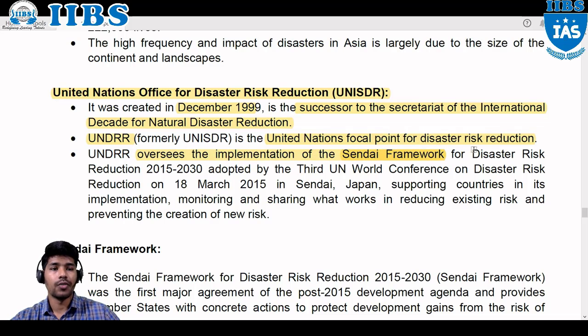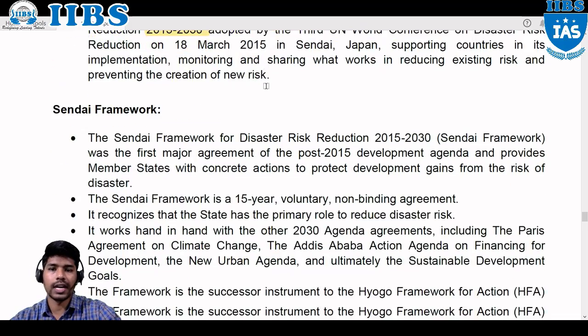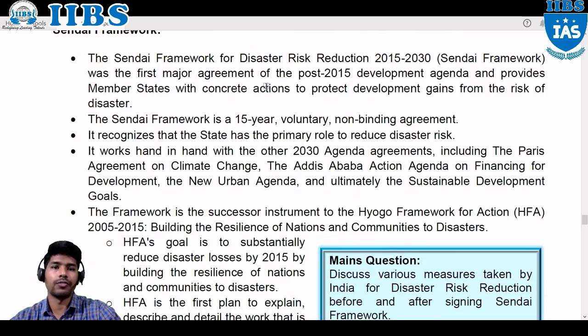The Sendai Framework for Disaster Risk Reduction 2015-2030 was adopted by the Third United Nations World Conference on Disaster Risk Reduction, which happened in 2015 in Sendai, Japan. Okay, so what is this Sendai Framework? It was the first major agreement of the post-2015 development agenda, and provides member states with concrete actions to protect development gains from the risk of disaster.